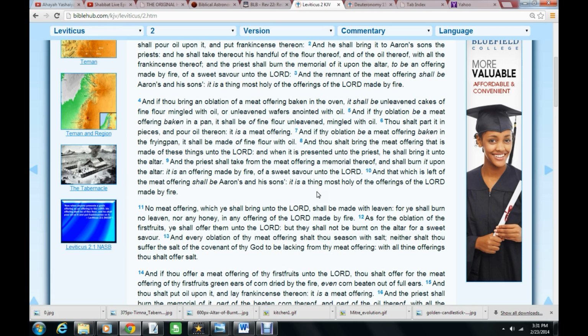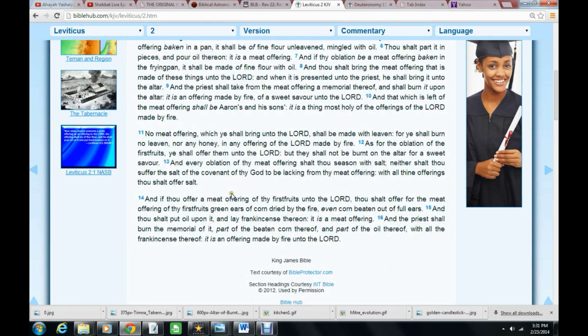And when it is presented unto the priest, he shall bring it unto the altar. And the priest shall take from the meat offering a memorial thereof, and shall burn it upon the altar. It is an offering made by fire, of a sweet savour unto the Most High. And that which is left of the meat offering shall be Aaron's and his sons. It is a thing most holy of the offerings of the Most High, made by fire.